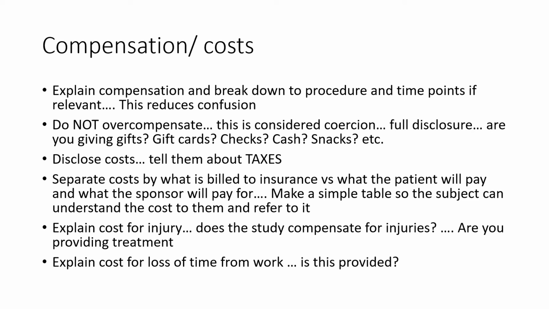Compensation and costs, right? Explain compensation and break it down by procedure. This is probably the most important piece of compensation because they'll always come back and say, hey, the study said it'll pay $1,000, and where's my money? And it's like, you showed up to visit 1 and now you're showing up to visit 6, and what happened to all the visits in between? This reduces confusion. Put it in a table, tie each piece of the compensation to activities, so that they can go home and look at it and it's there for you to reference, right?